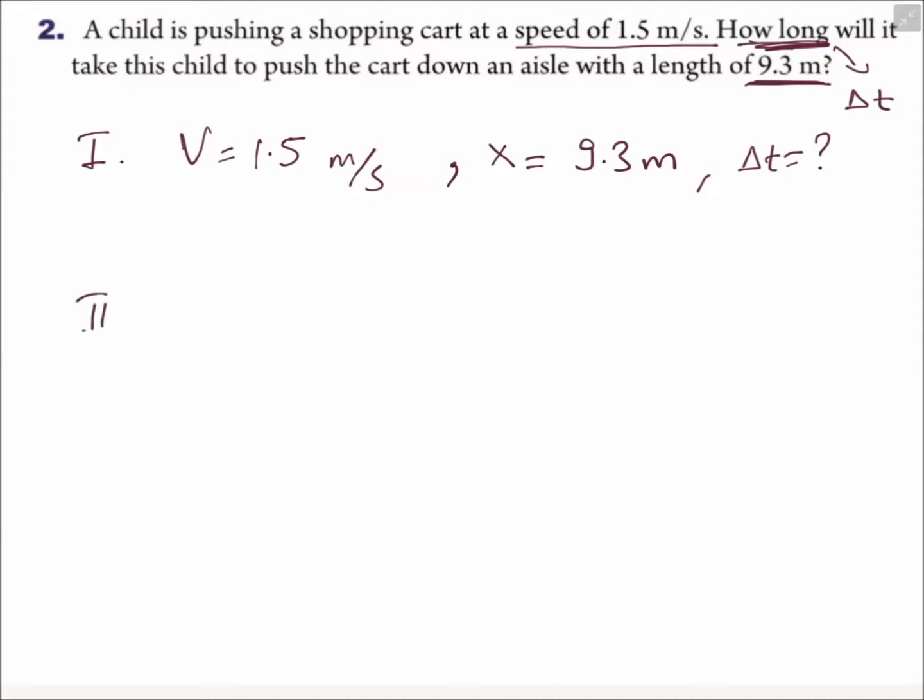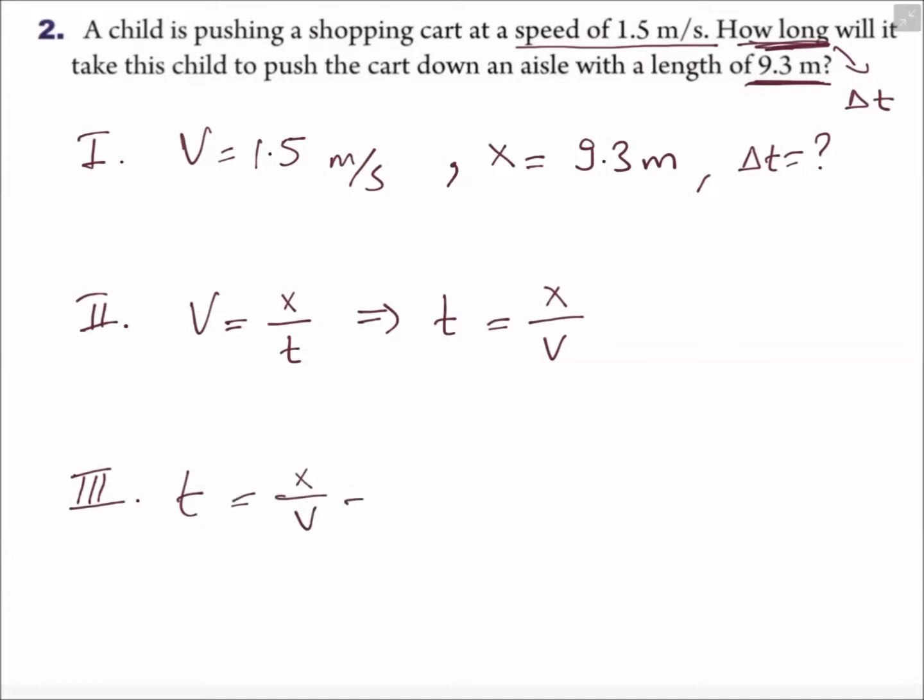In the second step, I'm going to write the formula v equals x over t. Then the question asks what is t, so time equals x over v. In the third step, I will do substitution, t equals x over v. x is 9.3 meters and v is 1.5 meters per second, and the time is going to be 6.2 seconds.